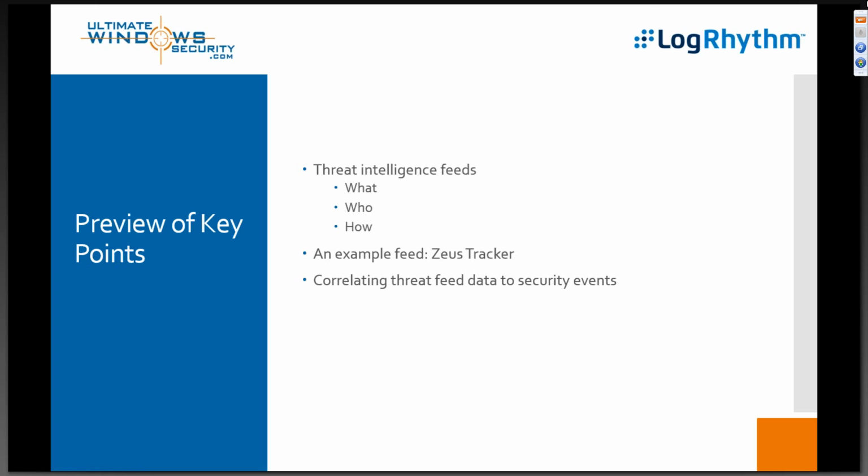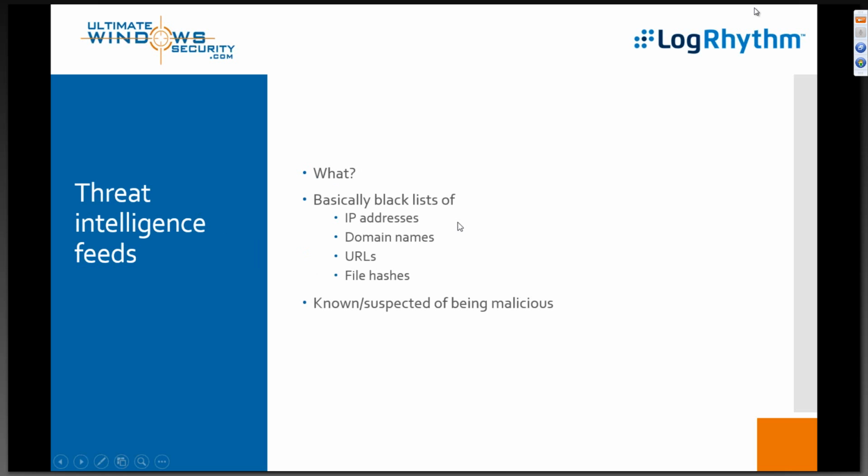The Zeus botnet and malware kit is still alive and going, although it's been around for a few years, but it's a great feed to use as an example because it's in the public domain. Anybody can get it, and it's also a pretty mature feed as well. And we'll be able to use that as kind of a foil to talk about feeds in general. Then we'll look at how you can correlate data from a feed like Zeus Tracker with the other event data that you've got in your SIEM.